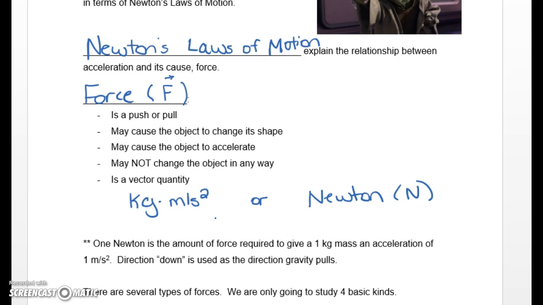So just to talk about what 1 Newton even really represents. If we were to look at, say, a 1 kilogram mass object, 1 Newton would be the amount of force required to move that object with an acceleration of 1 meter per second squared. And here, when we're talking about something like gravity, the direction there would be down. But we are going to look at 4 different types of force, and that will decide the direction that we're working with.